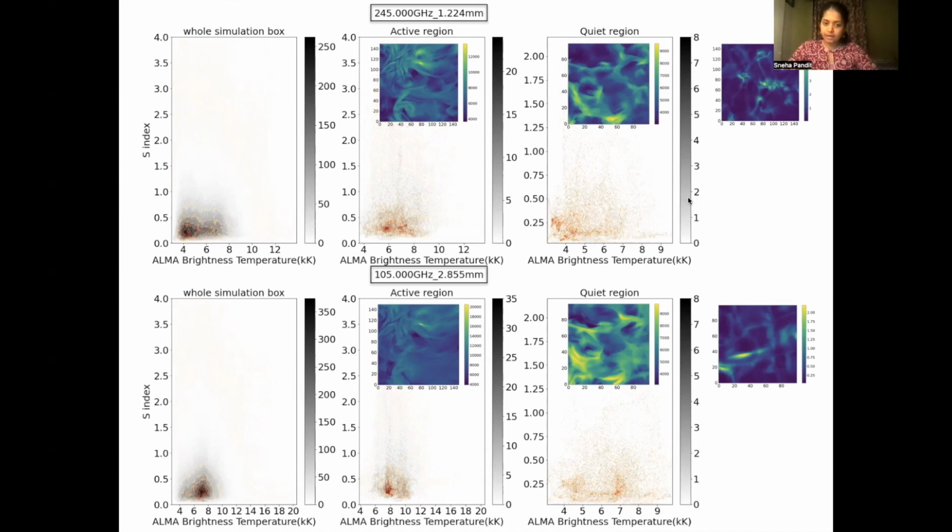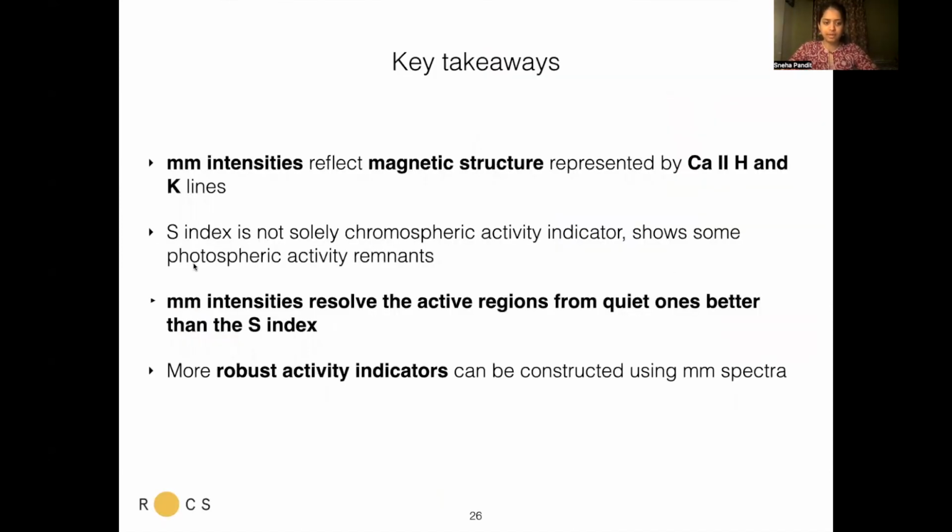So the key takeaway is basically that millimeter intensities resolve the active regions from quiet ones better than the S index. Millimeter intensities also reflect the magnetic structure that we see, and it is also represented in the calcium 2 H and K. We know that the S index is not solely a chromospheric activity indicator, and it shows more photospheric remnants as well. And that's why we conclude that more robust activity indicators can be constructed using millimeter spectra.